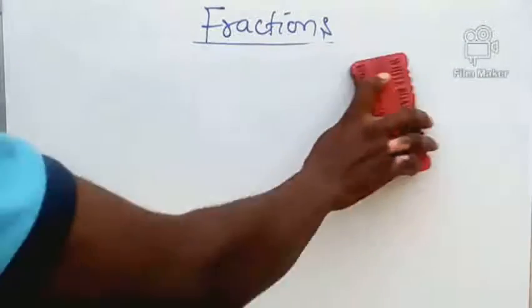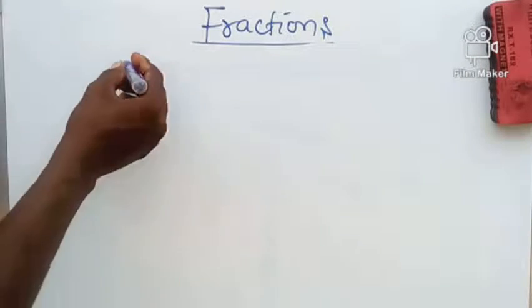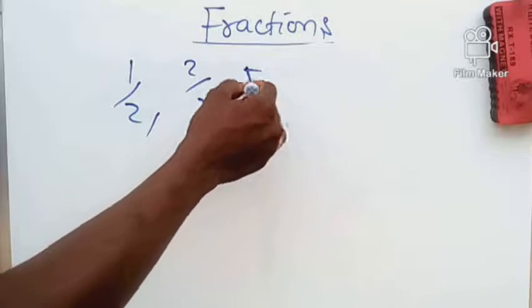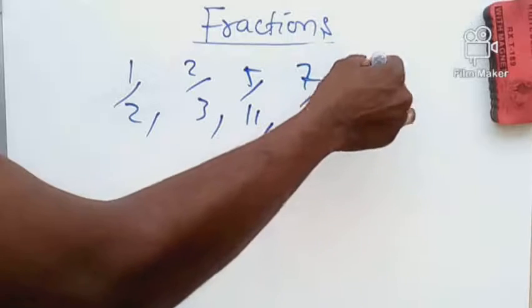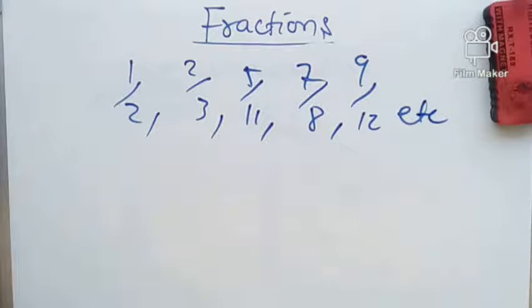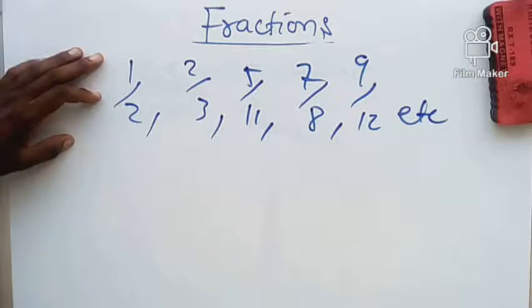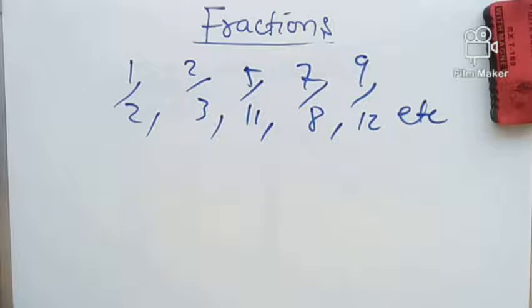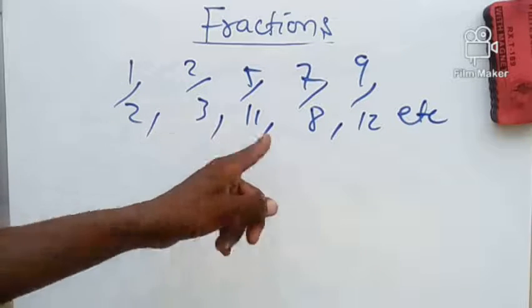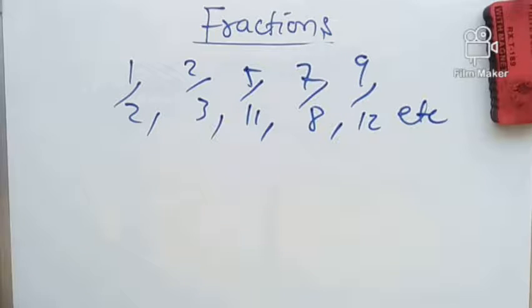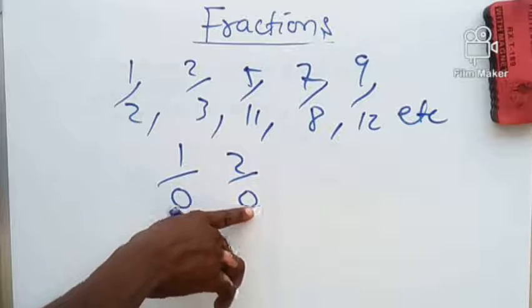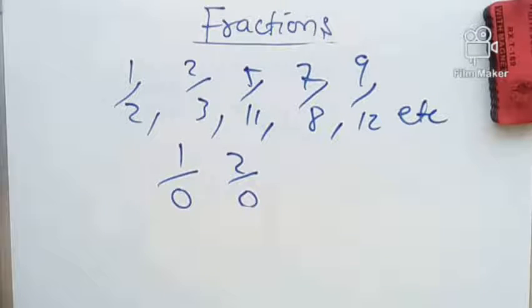Now, some examples of fractions include 1 over 2, 2 over 3, 5 over 11, 7 over 8, 9 over 12, etc. One good thing about a fraction is that it always has two numbers, the one at the top and the one at the bottom. Another important thing you need to know is that the one at the bottom must not be equal to 0. As a matter of fact, 1 over 0 is not a fraction. 2 over 0 is not a fraction. As long as the denominator, the number at the bottom, is not equal to 0, then you have a fraction. But once it's equal to 0, then what you are looking at is no longer a fraction.